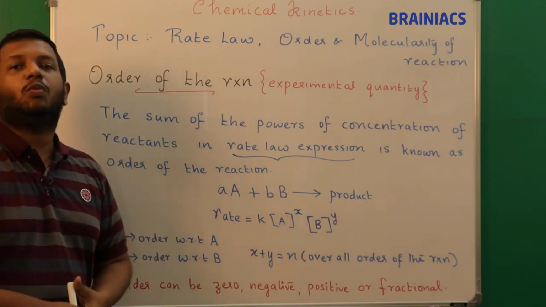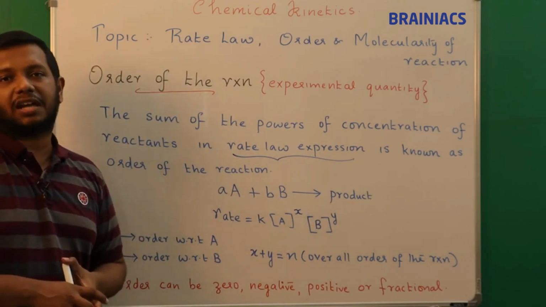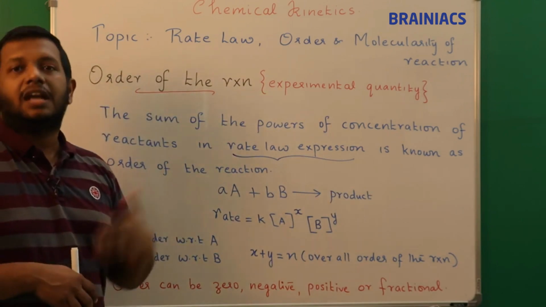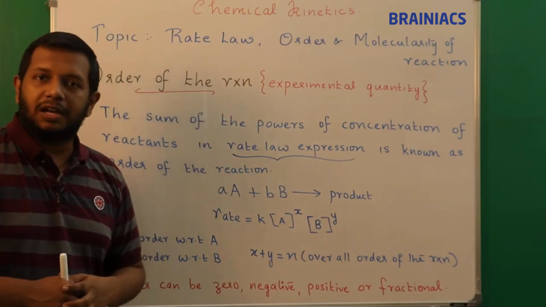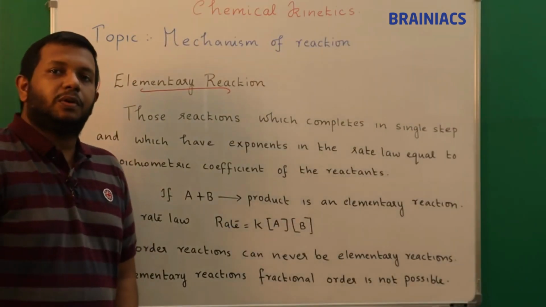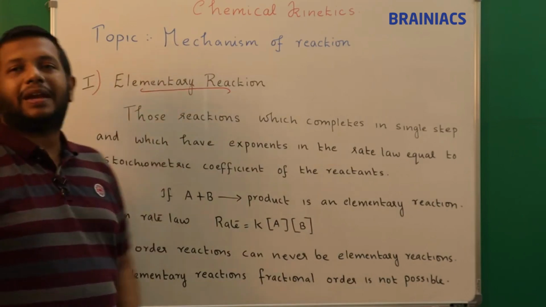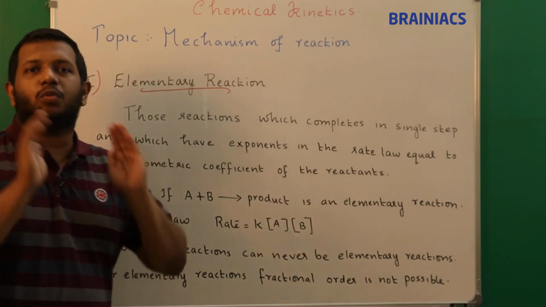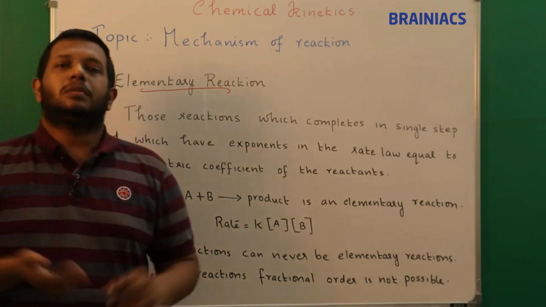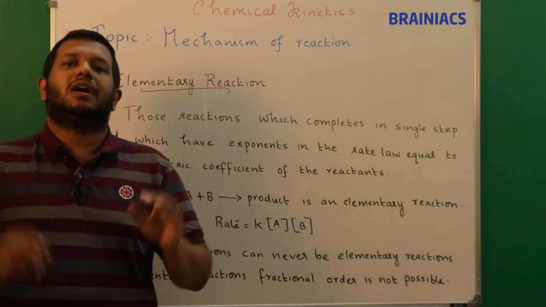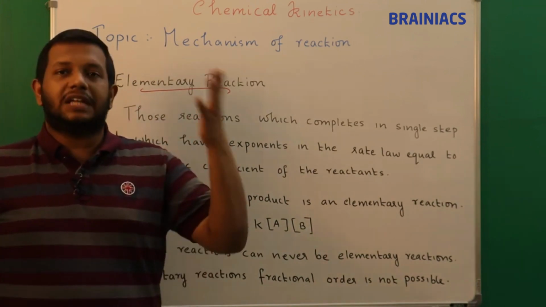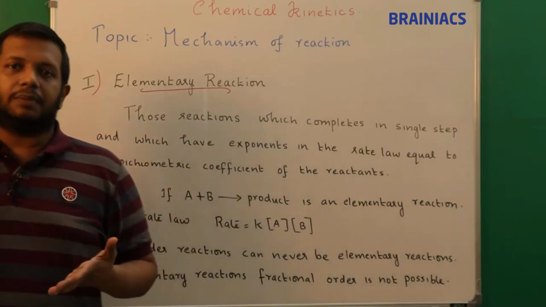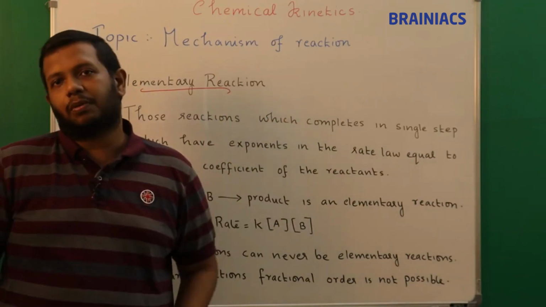Next we will try to see the different ways in which a reaction can happen, the mechanism of the reaction. Then we will go to molecularity. So next we are going to explain the mechanism of the reaction. Let us understand what the mechanism of a reaction is. Mechanism of a reaction means how that reaction happens, whether it is happening in a single step or it will take multiple steps.